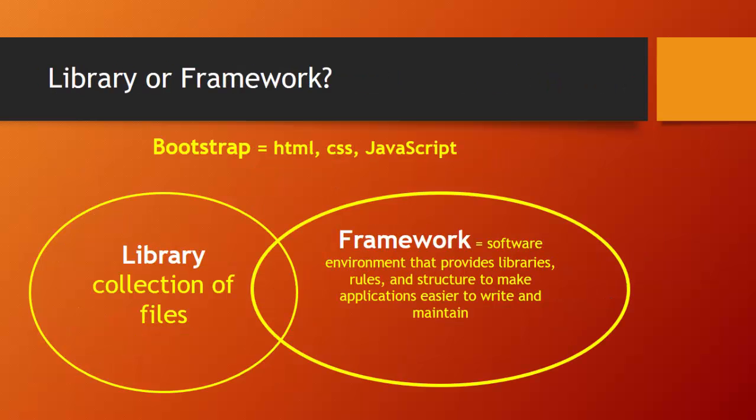Okay, so I brought up the word library. You may have heard of libraries and frameworks, but what are they? Bootstrap is often called both a library or sometimes people call it a framework. There's a lot of overlap between libraries and frameworks, but typically a library is simply a collection of files. So instead of creating your own styles, your own color schemes, you can use Bootstrap, which has already got a lot of CSS styles, and then just apply them to your HTML. A library is a collection of files, whereas a framework is typically a little bit more involved. A framework is typically a software environment that provides both libraries as well as other things, such as rules and structure, file and folder naming conventions.